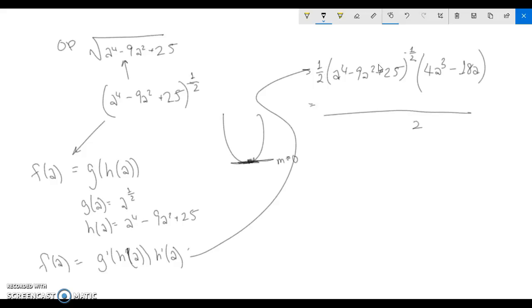1 over 2. And this negative 1 over 2 means the negative brings it down to the bottom, and 1 over 2 is separate. So a to the fourth minus 9a squared plus 25. Right?